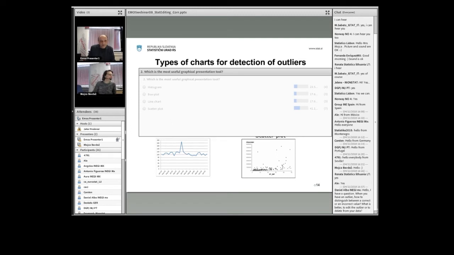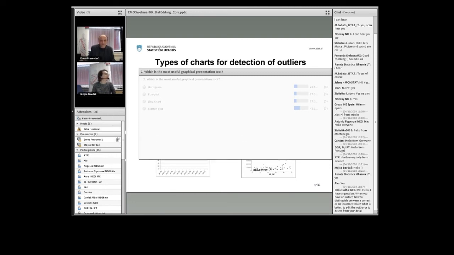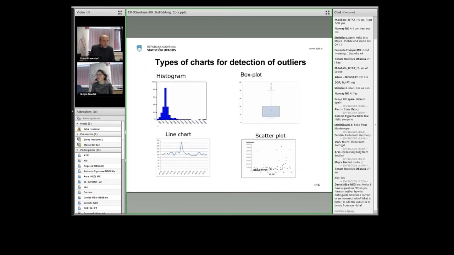It's quite interesting. The scatter plot is the leader. I didn't expect such results. I would have been more for histogram and box plot, but okay. The fact is that you have several data and more connected variables. That's true. The scatter plot is very useful, and the others are quite equally distributed. Interesting. Okay, we should go further.